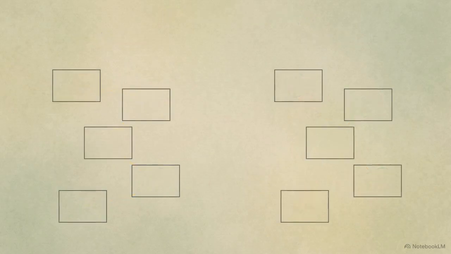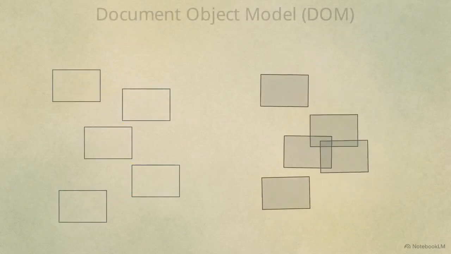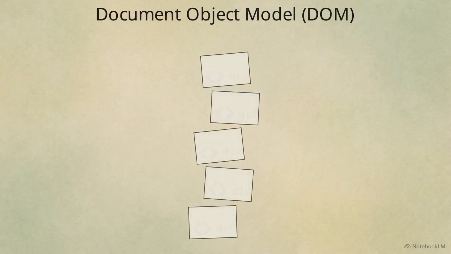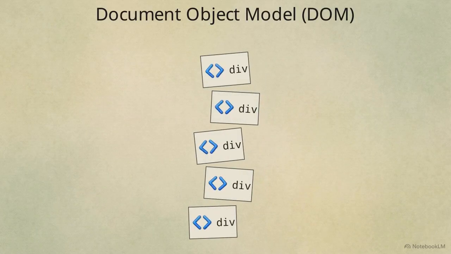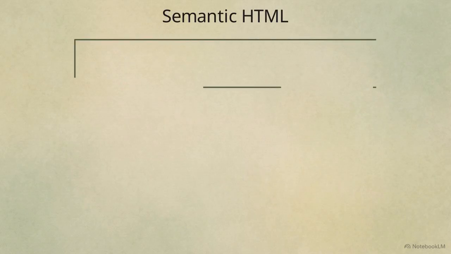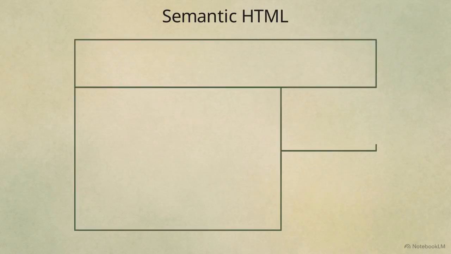By disabling the visual CSS formatting, the issue is obvious. We are looking at the Document Object Model, or DOM. This is the raw code structure of the page, which is currently just a disorganized stack of generic div tags. The solution is semantic HTML. This acts as an invisible skeleton that organizes the code so machines can understand the purpose of each section.